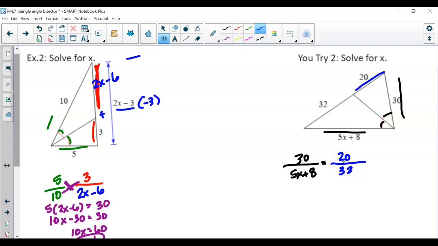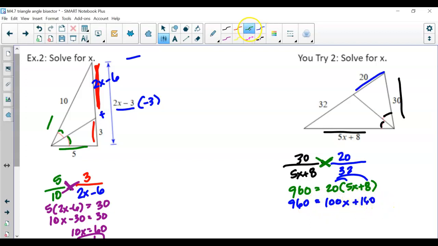So now we can go through and cross multiply. So here, when you cross multiply, you've got 30 times 32, which is 960, which is equal to 20 times 5x plus 8. So now notice we are making sure to distribute, correct? So we're just solving now. 960 is equal to 100x plus 160.